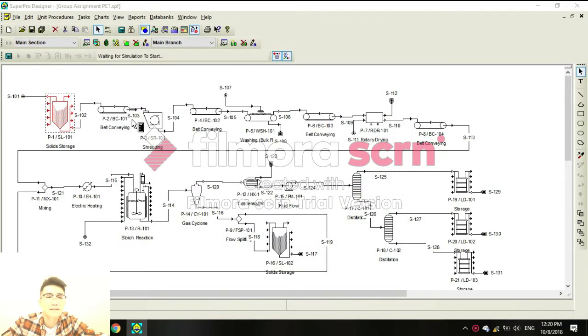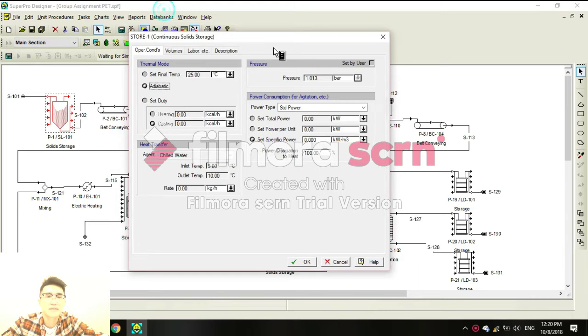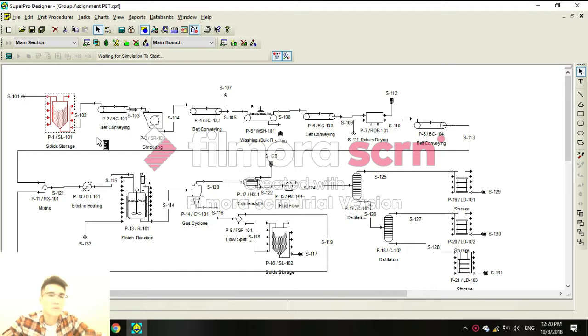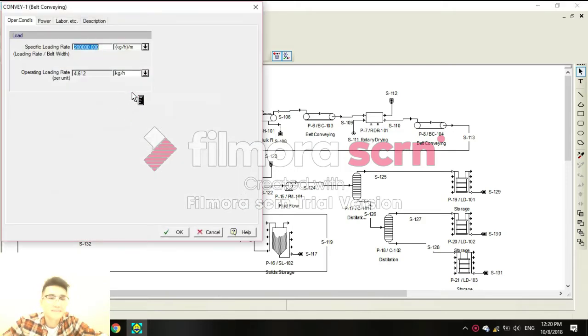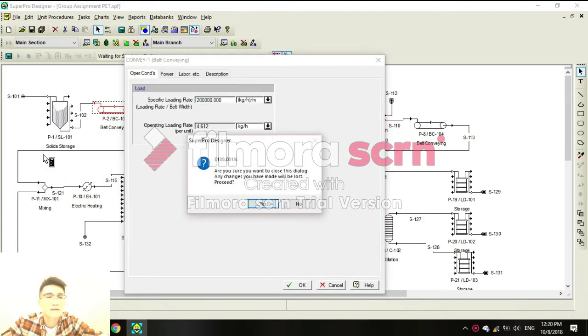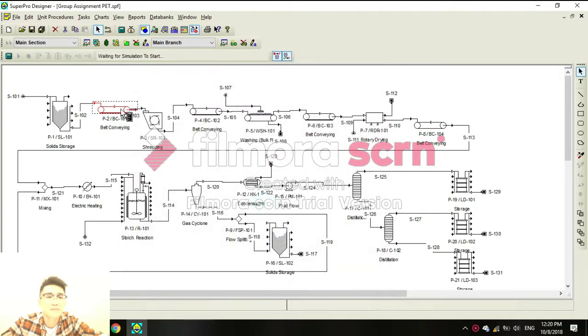First it enters a storage tank. In this storage tank, we never include anything for thermal mode; we set it as adiabatic. This is to equalize our flow so that we get an equal flow, which further improves our process. After the storage tank, we go for belt conveying.